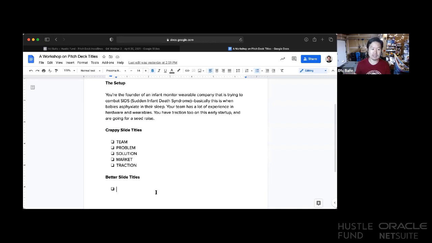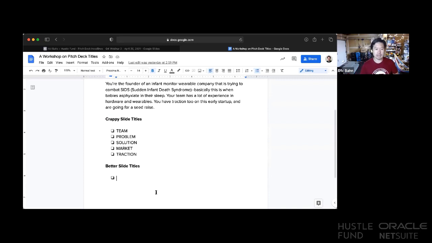So let's try to see whether we can fix this. And this is the exercise that we're going to do. Based on this prompt that you see, the setup, let's go ahead and try to design better slide headlines. In this scenario, I want to only produce really 5 slides.